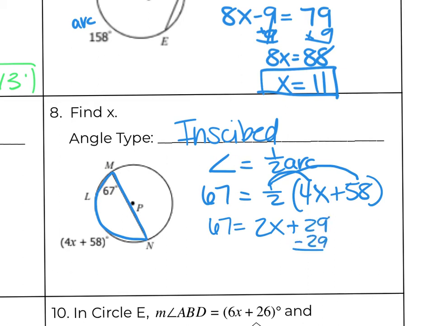Okay, 67 minus 29 would be 38, equals 2x. Divide by 2, what is x? 19.